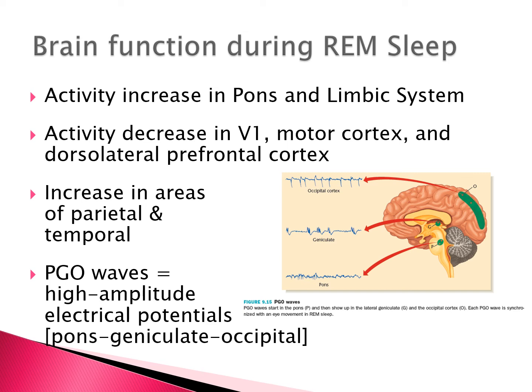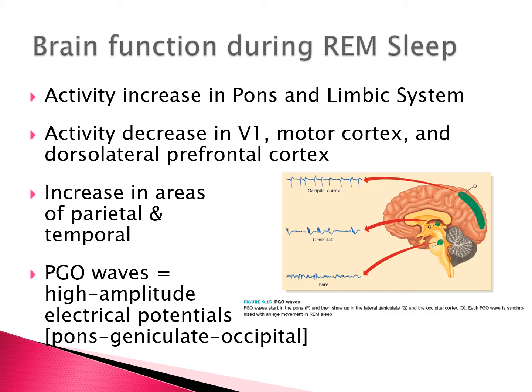We see bursts of activity in these PGO waves, these high amplitude electrical potentials that go from the pons to the geniculate to the occipital, how it gets the PGO name there. So in the pons, we see these random bursts of activity, and then it communicates on to the geniculate, this area of the thalamus, that then communicates on to the occipital lobe or the occipital cortex. We see activity decrease in certain areas as well.